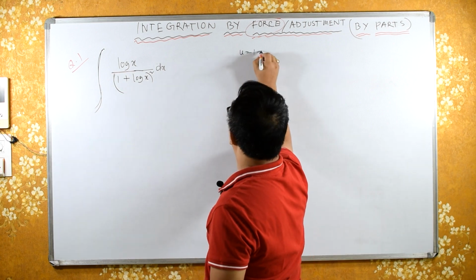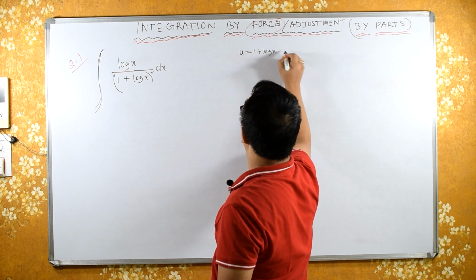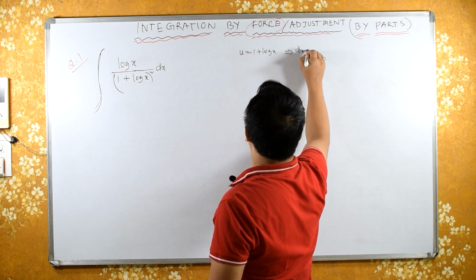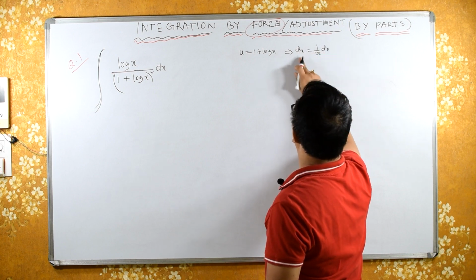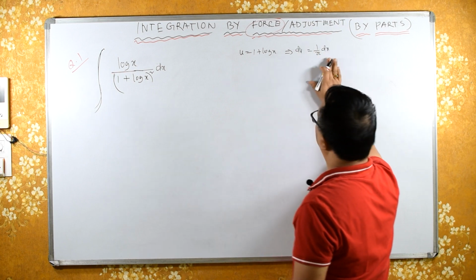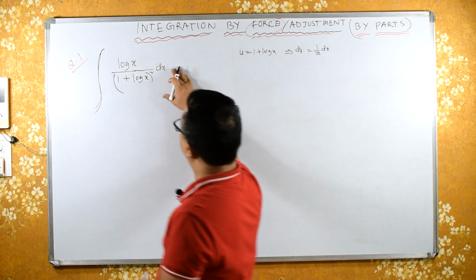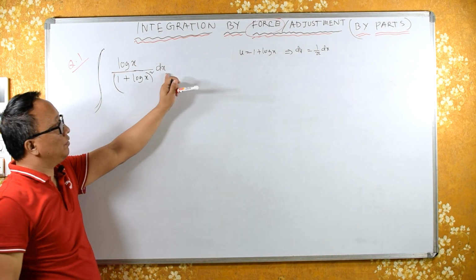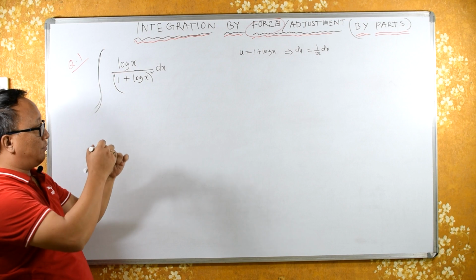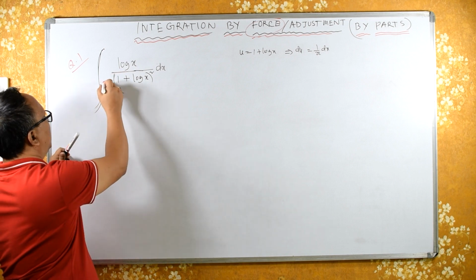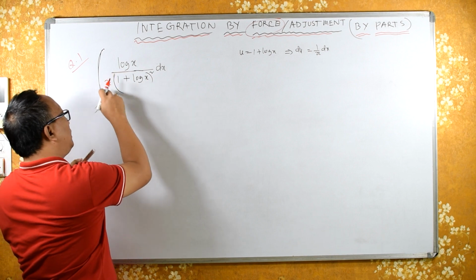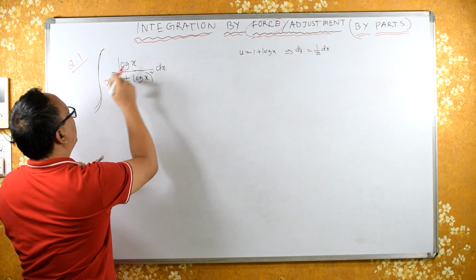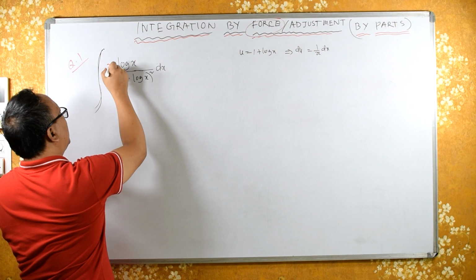Now think, if you try u equals 1 plus log x, this part, what comes? Let's see. u equals 1 plus log x implies du equals 1 by x dx. Now here we have only du, so I need to get x over here, but x is extra over here. So forcefully we need to keep x over here, therefore this x needs to cancel with this x.